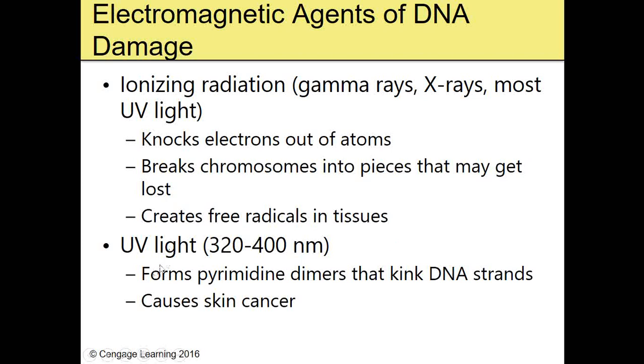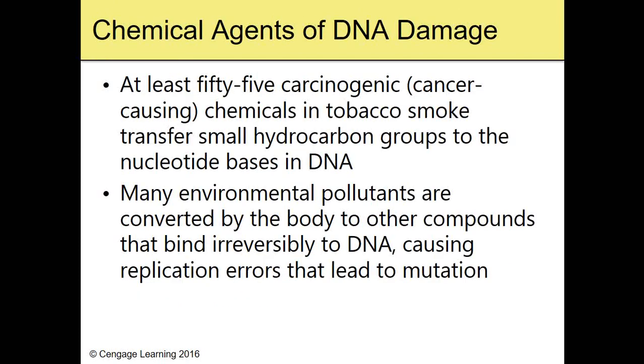And then UV light causes what's called a thymidine or a pyrimidine dimer that can kink up your DNA strands. This is not good. This causes skin cancer. This is why going to the tanning bed is such a bad idea. A little bit of sunlight is good because you need to go out in the sun so you can produce your vitamin D. But if you're in the sun a lot, you need to wear your sunscreen because UV radiation will cause skin cancer. It's bad. It causes those pyrimidine dimers, and then it causes your DNA to get read incorrectly.